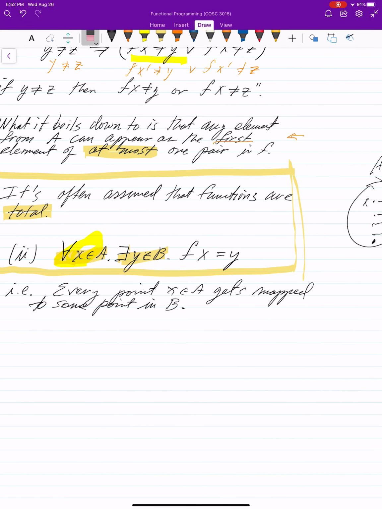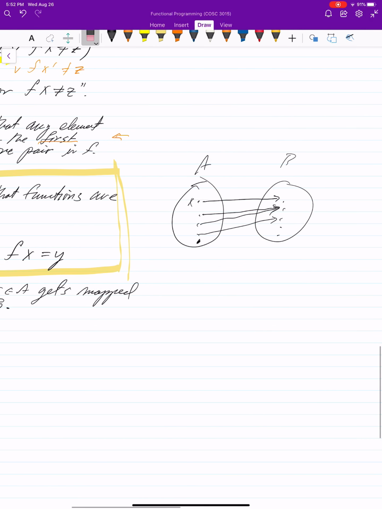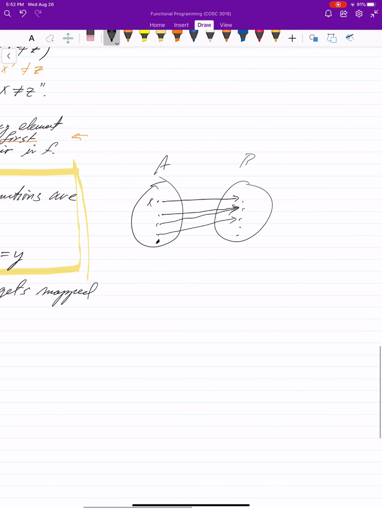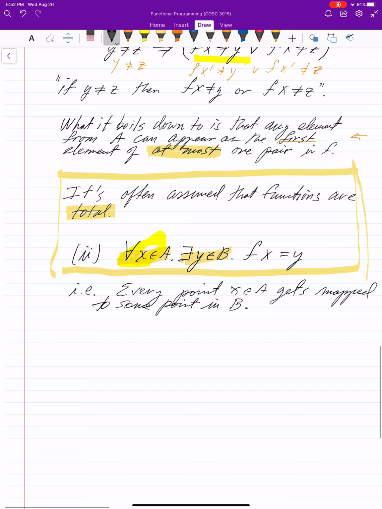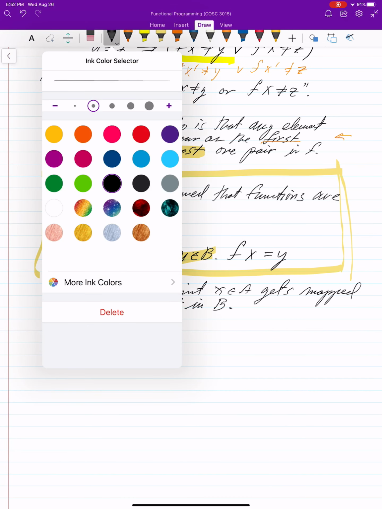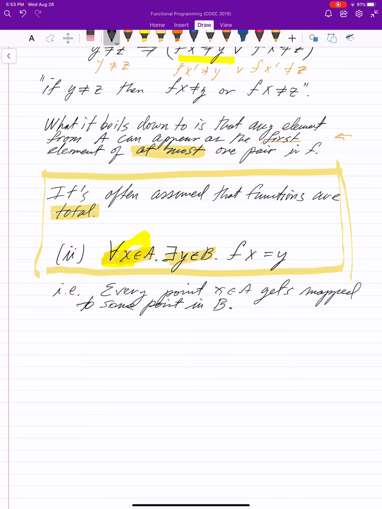Now, every point over here gets mapped somewhere. You don't have this situation. This can go over there like that. Now we've got f is a total function. Now, it's also the case that there's language that says, if f is not total, we sometimes call non-total functions partial.